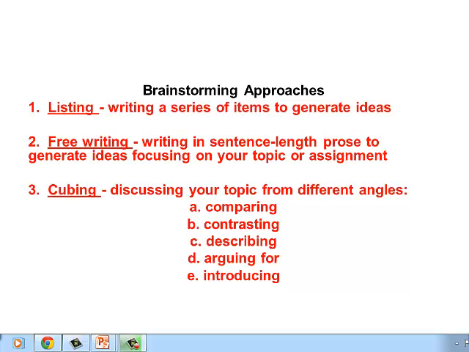The third is cubing. This is when you discuss your topic from different angles. That's when you compare it maybe to something, contrast your topic with something. Describe your topic to someone that doesn't know anything about it. Argue for your topic. Introduce it as if you were at a presentation.